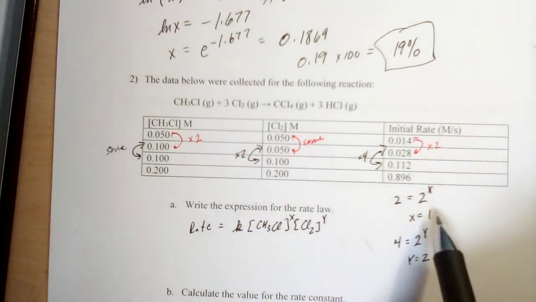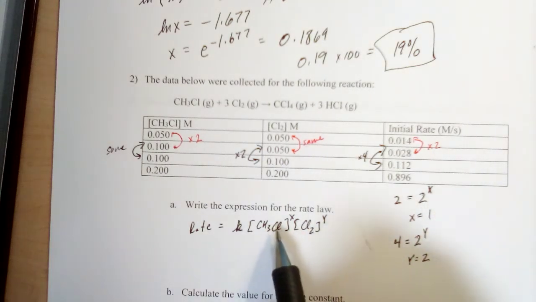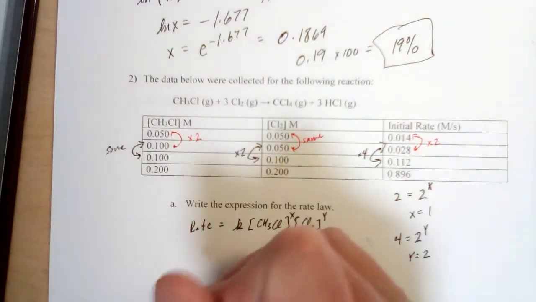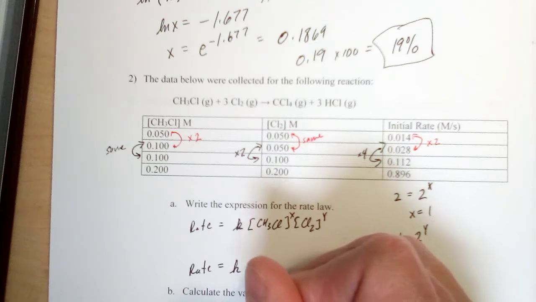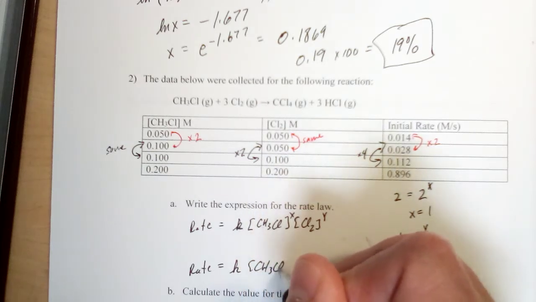So this reaction is going to be first order in the methyl chloride, second order in the chlorine. So rate law is rate equals rate constant, concentration of methyl chloride.